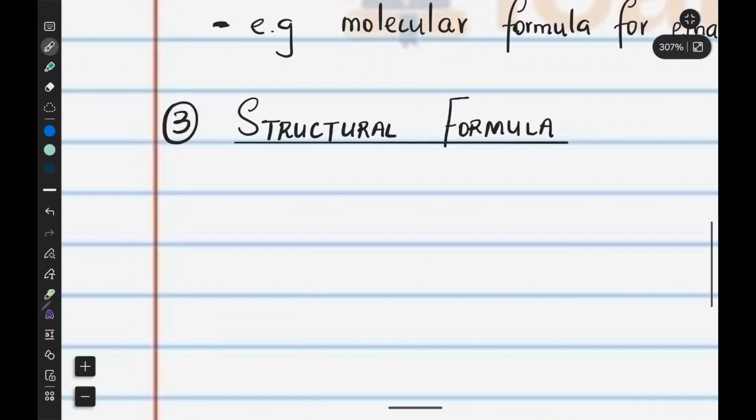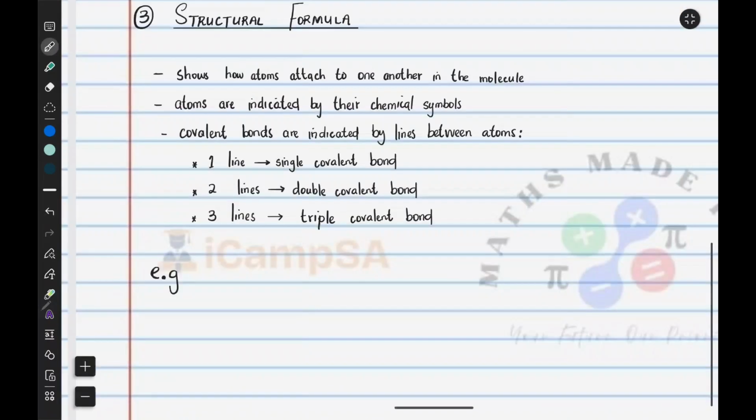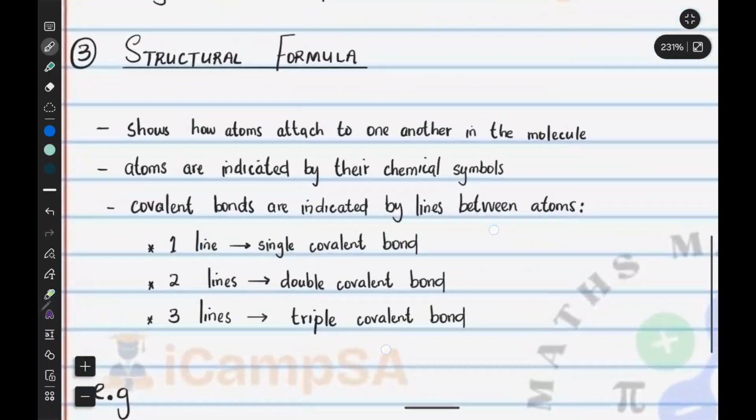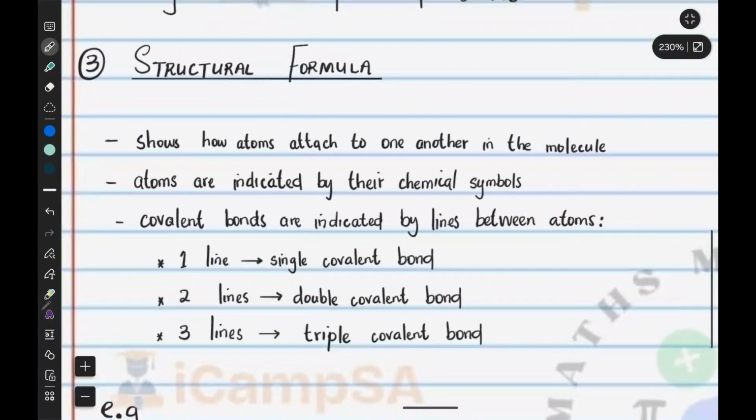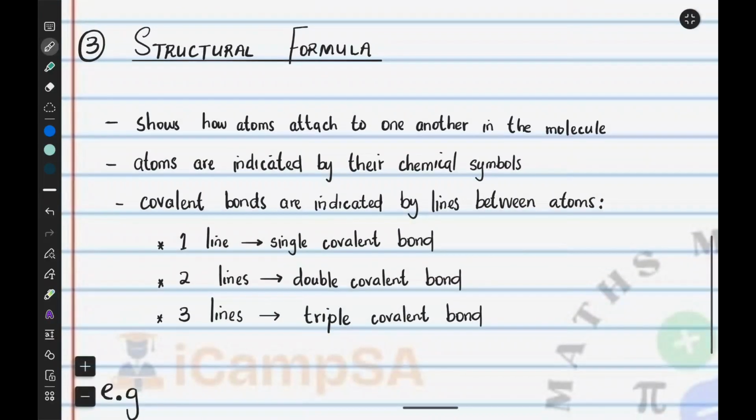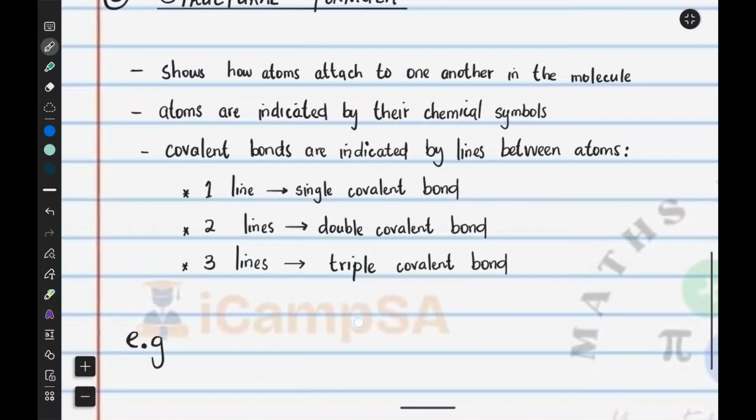This is our description of what a structural formula is. As I've already mentioned, atoms will be indicated by the chemical symbols, while the bonds in between the atoms are indicated by lines between those atoms, right? And then one line would tell us that's a single bond, 2 lines, double bond, 3 lines, a triple bond, right? So some examples using the same ethane now.